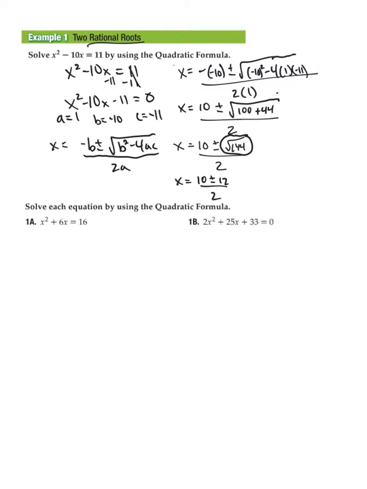Splitting this up into two solutions here, x equals 10 plus 12 over 2. 10 plus 12 is 22 divided by 2. So that solution is 11. If we did 10 minus 12, x equals 10 minus 12 over 2, that's negative 2 over 2, or negative 1. So our solutions are x equals 11 and negative 1. Okay. So two rational roots. That problem, like I said, you could solve by factoring.